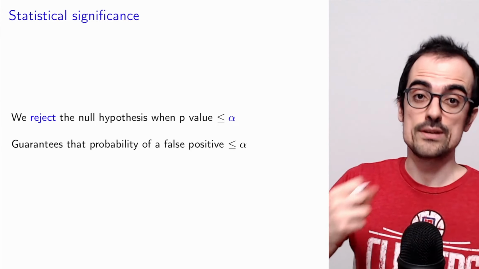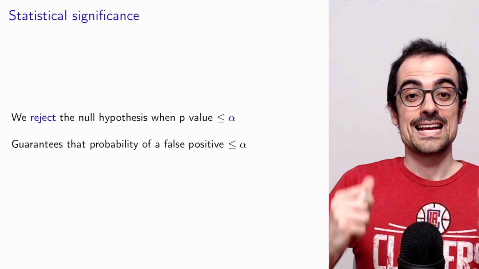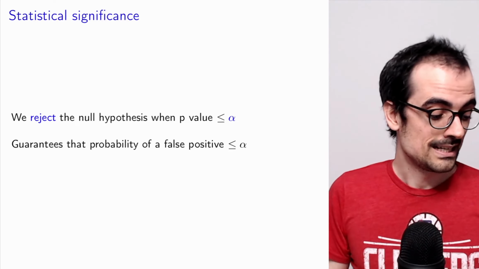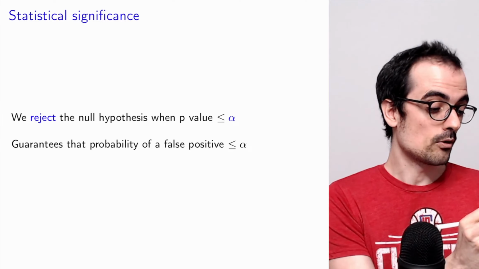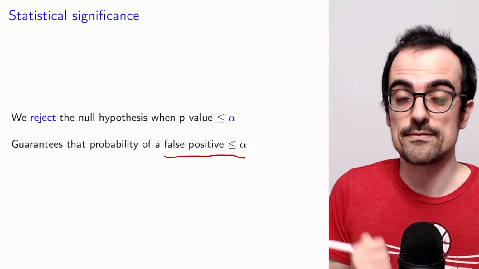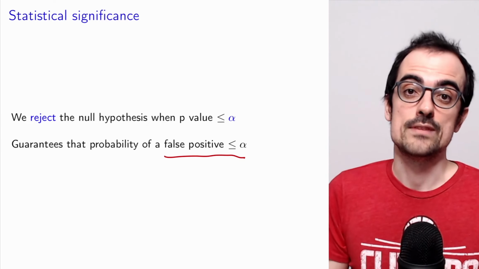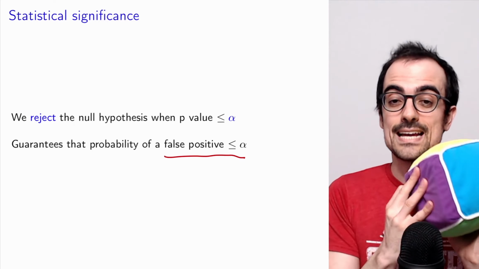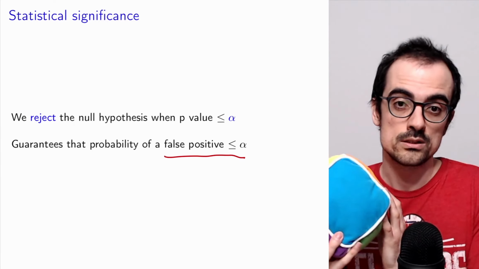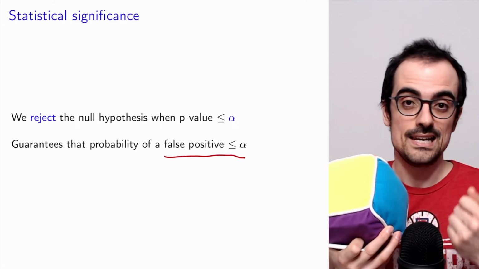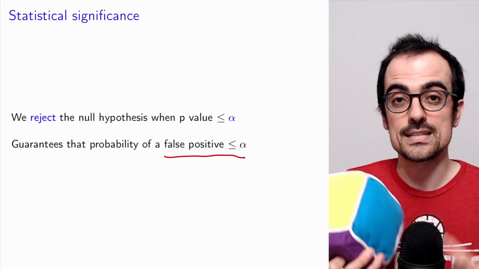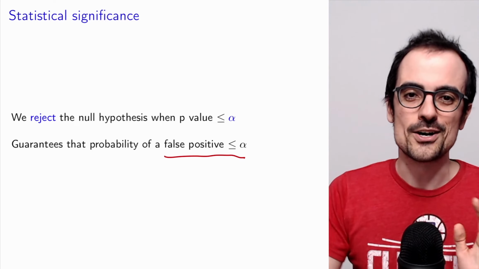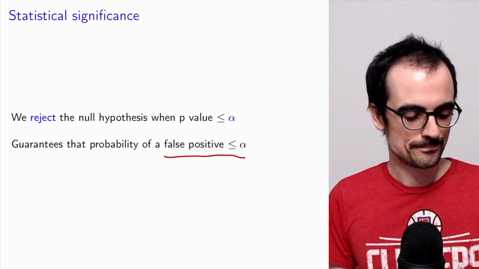It turns out that if we follow this whole framework and we reject the null hypothesis when the p-value is less than or equal to alpha, then that guarantees that the probability of a false positive is less than or equal to alpha. What is a false positive? A false positive is if the null hypothesis holds, but we reject it. If it is true that this is a fair die, but we say that it is not. This will happen with probability less than or equal to alpha. If alpha is 5%, it will happen less than 5% of the time if we apply this framework. Proving this is not completely obvious, and we will do it in a separate video.